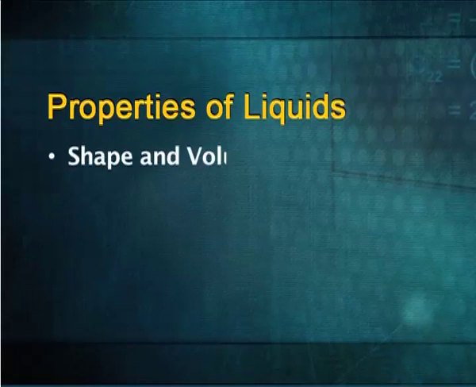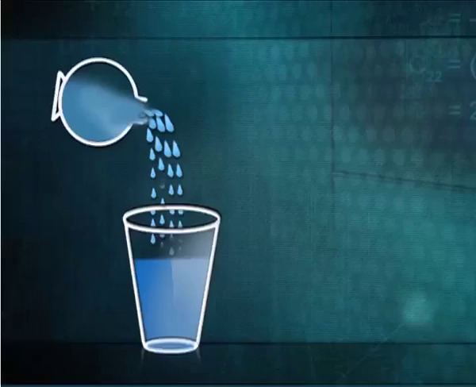First property is shape and volume. Do liquids have fixed shape? Our answer will be no. Why no? Because in a liquid state, the position of particles are not fixed due to comparatively less strong forces of attraction. That's why a liquid takes the shape of its container.